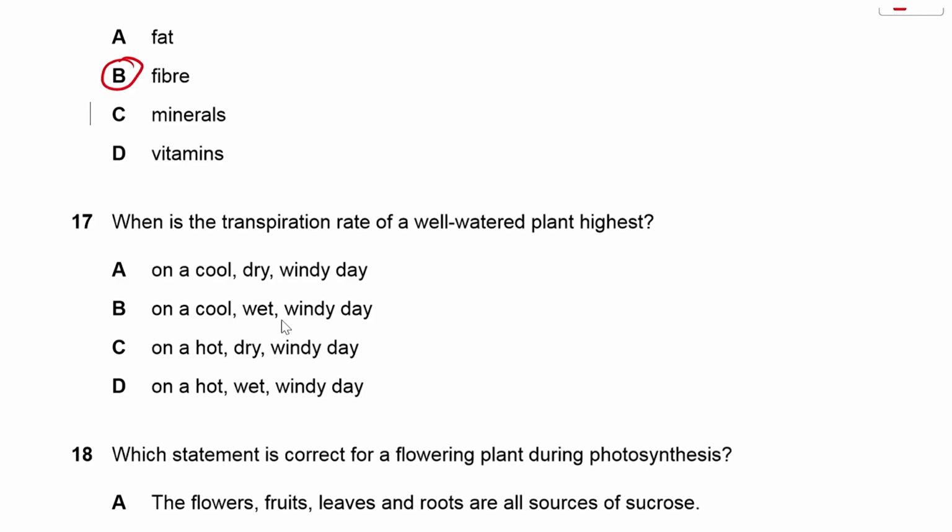Okay. C says on a hot, so high temperature, the plant is having a high rate of transpiration. Dry, which means the condition does not have a high amount of water. And windy day, so wind is actually carrying the water around, it can easily be blown away. This says on a hot, wet, windy day, on a wet day, the rate of transpiration or rate of humidity cannot be high because you already have a high amount of water. So definitely it is a C.